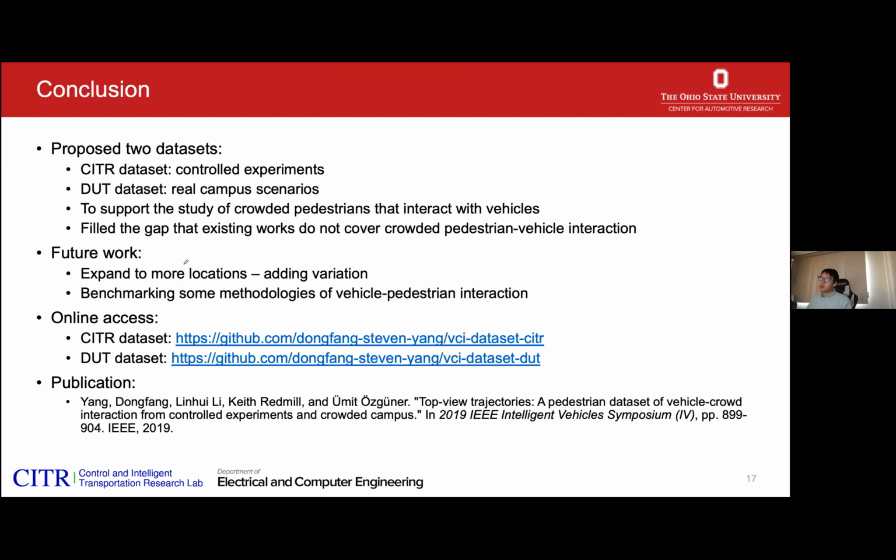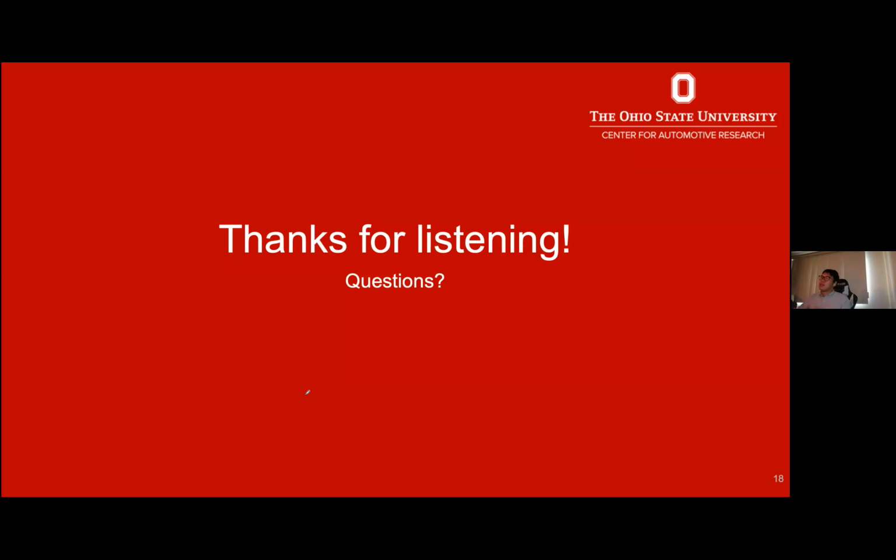And the future work could be to expand this dataset to more locations, so that we can add more variation. Another future work could be benchmarking some methodologies of vehicle pedestrian interaction using our dataset. And again, our dataset is publicly available online, and you can access it through GitHub. If you are interested in more details, you can check our publication. So that's all of this talk, and thanks for listening. If you have any questions, feel free to ask.